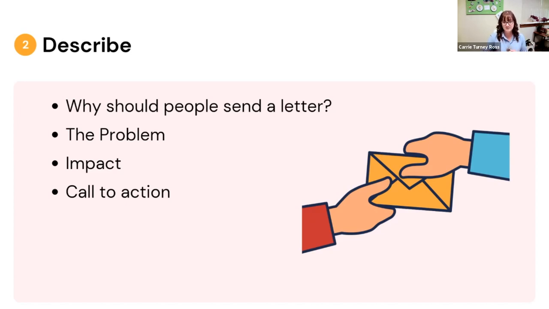What is the problem? What is the issue? What is the thing that you want changed? What is the impact? How is that issue impacting your community, your life, your friends, your neighbors, their friends, their neighbors? So really talk about the impact and what a change could mean. And then you want to call them to action. Call them on to participate in the letter writing campaign.